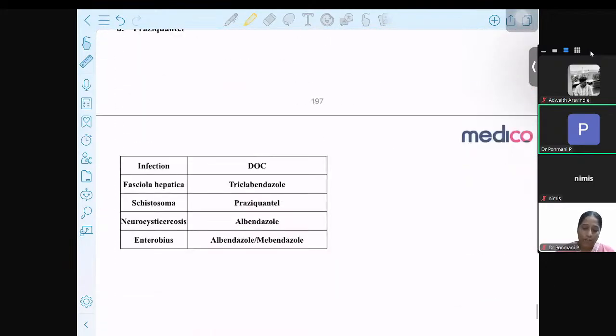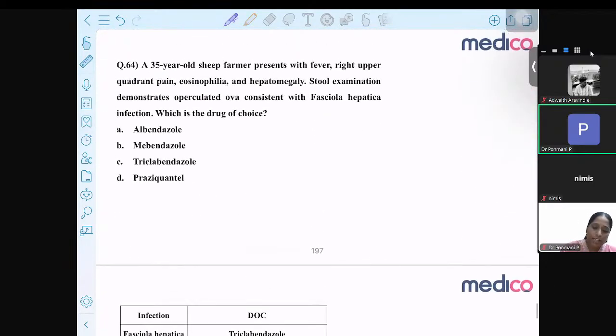Now moving into our next question. A 35-year-old sheep farmer presents with fever, right upper quadrant pain, eosinophilia, and hepatomegaly. And our diagnosis is Fasciola hepatica. They're asking what is the drug of choice.